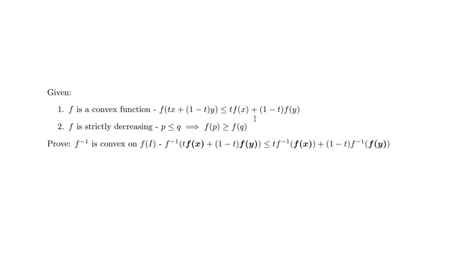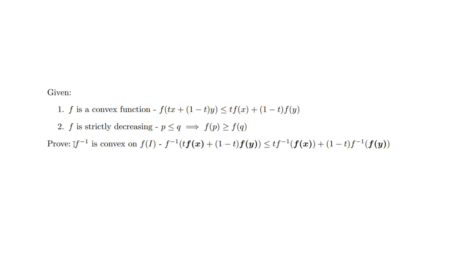So we're given two conditions. First, that f is a convex function, and second, that it's strictly decreasing. To start, we always have to write out what we're given and what we want to prove. So we're given that f is a convex function, which we'll write down the definition for, the definition of convexity. And second, that f is strictly decreasing, which means for every p less than or equal to q, we have f of p greater than f of q.